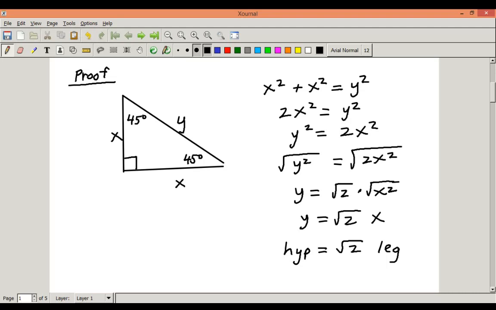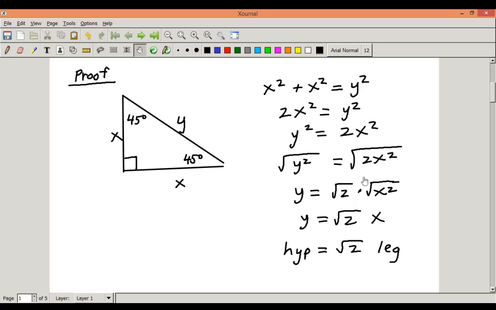Let's combine some like terms on the left side. So we got 2x squared on the left side is equal to y squared. And then on the third step there, I just switched sides of the equal sign. So y squared equals 2x squared. On my fourth step down, I just took the square root of both sides of the equation, so the square root of y squared on the left side and the square root of 2x squared on the right side. We know the square root of y squared is going to be y, so you see that. And on the right side, the square root of 2x squared is, you see that right there.